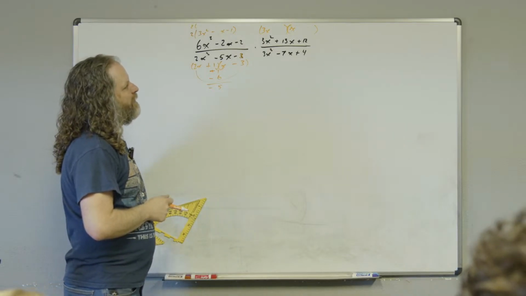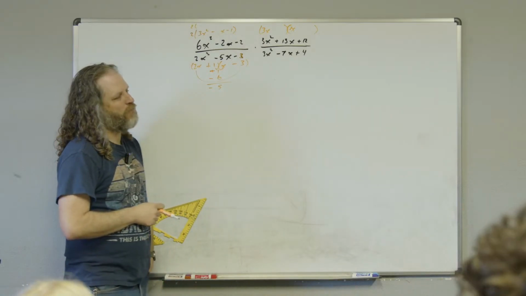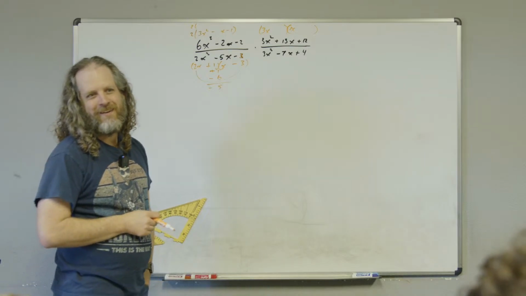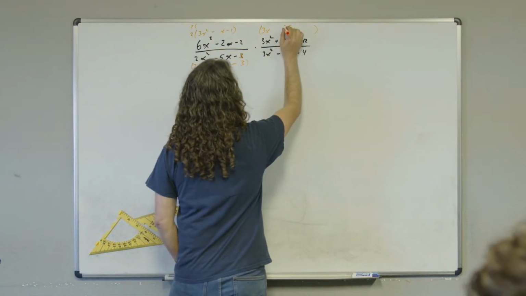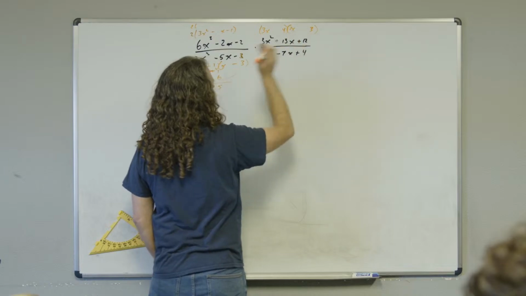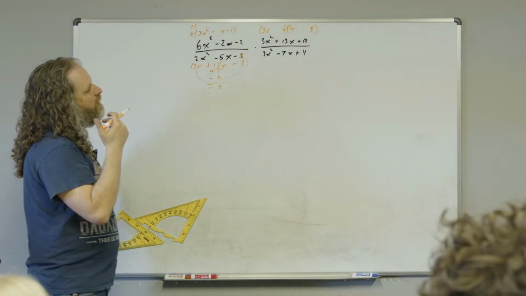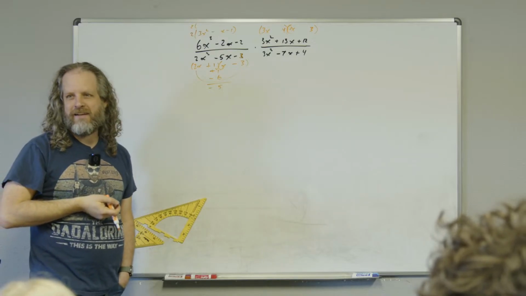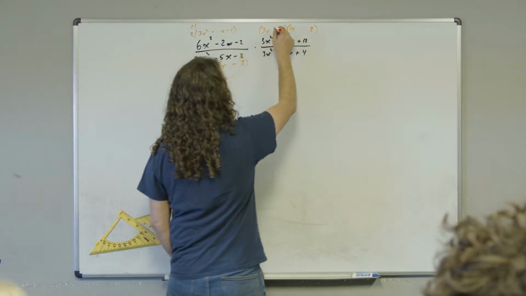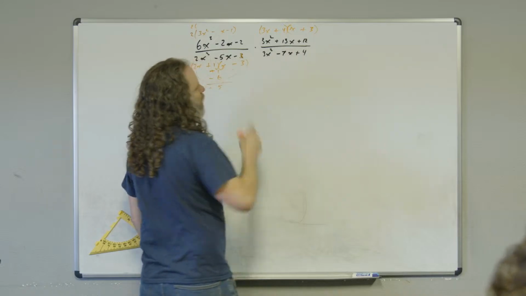4 and 3, 3 and 4, 6 and 2, 2 and 6, or 1 and 12, 12 and 1? 4 and 3, we say. So we've got a 4 and a 9. Can we get positive 13 out of that? Yes. Plus and plus, he works.